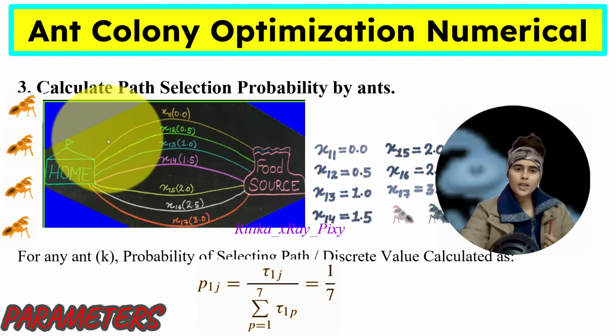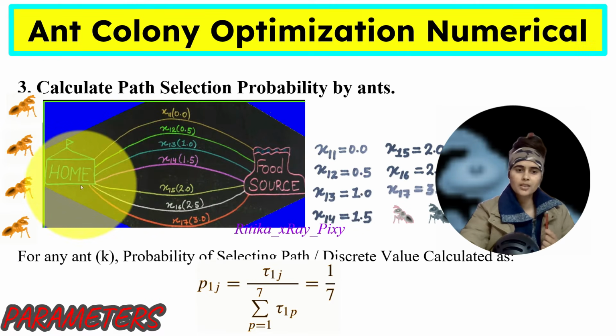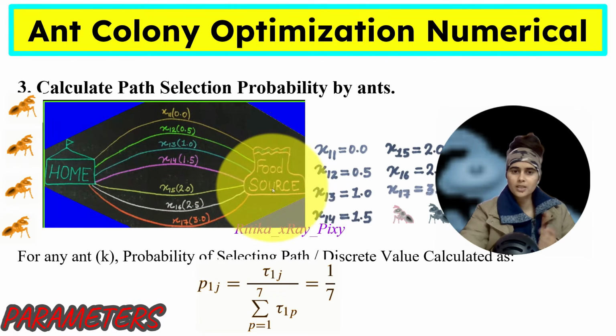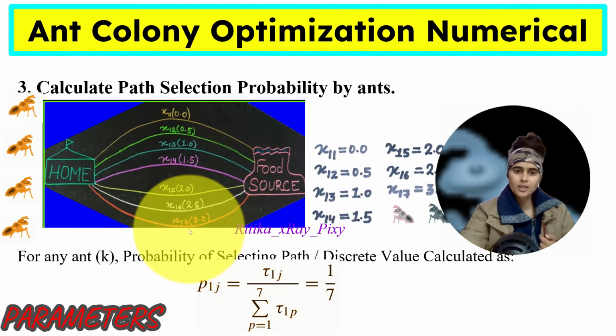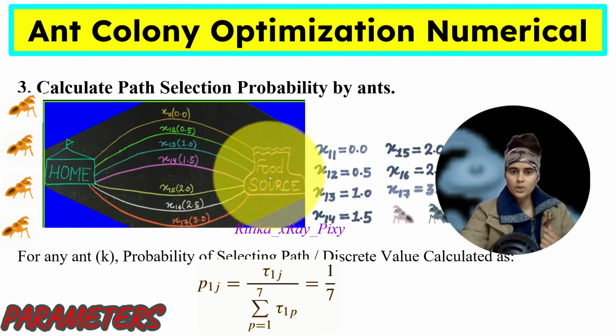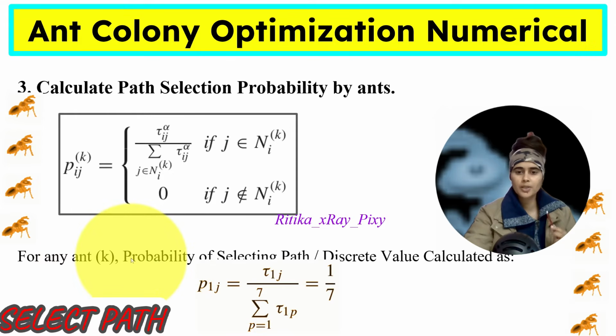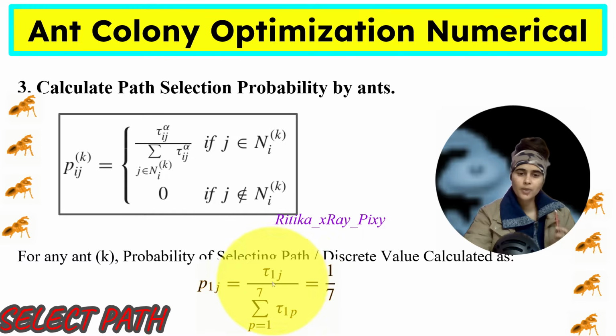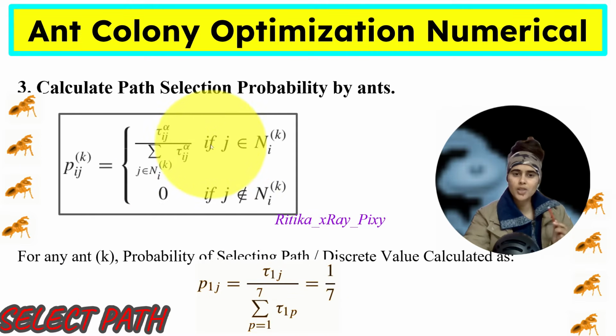Now we will calculate the path selection probability by the ant. So you can see here we have home, food source, that is the destination, and then we have different paths. And you can see the discrete values on each path. So an ant can select any path and travel from home to food source. For any ant, the probability of selecting a path, that is the discrete value, we can calculate using this. Here, this is the pheromone trail, and you can see here, check if j belongs to Nik, that is the set of neighborhood paths for any ant k.